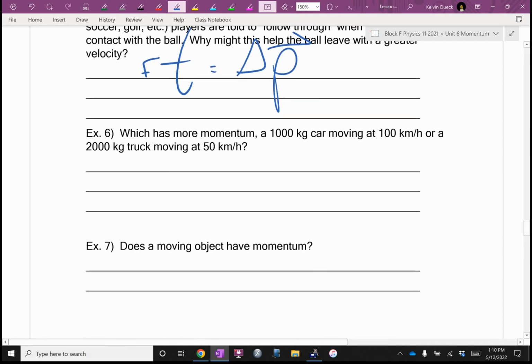What has more momentum? A 1,000 kilogram car moving at 100 kilometers per hour, or a 2,000 kilogram truck moving at 50 kilometers per hour? What? The same? How the heck are you coming up with that? Oh, momentum is what times what? Mass times velocity. The units are wrong, but if I go mass times velocity, even with the wrong units, I get the same number. I'd get the same number with the right units as well. So yeah, they're the same.